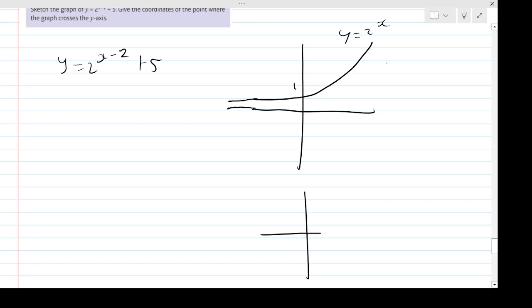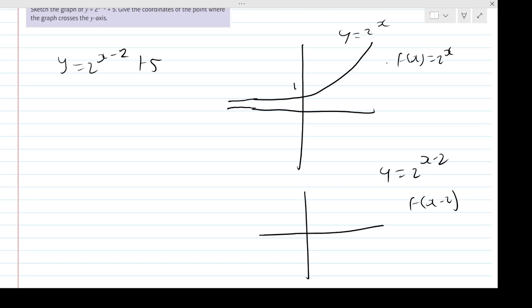If I do it here, so y is 2 to the x minus 2, well, think about it. If we say 2 to the x is f of x, right? Then what's this doing? x minus 2. This is going to be f of x minus 2, right?